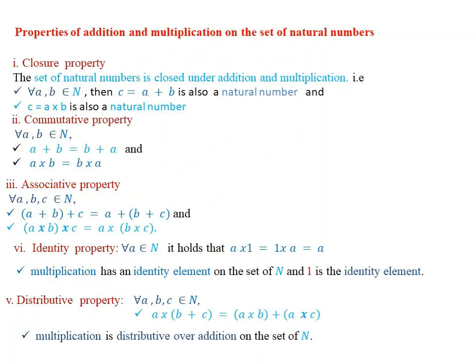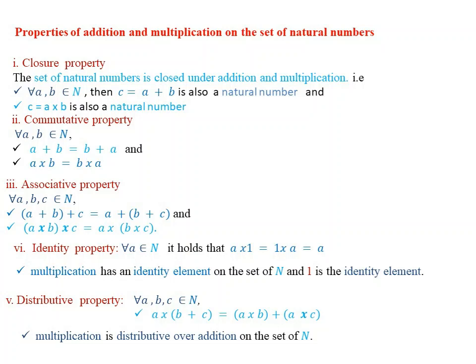Properties of additions and multiplications on the set of natural numbers. The first one is the closure property. Let A and B be natural numbers, then A plus B as well as A times B are natural numbers. The set of natural numbers is closed under addition and multiplication.